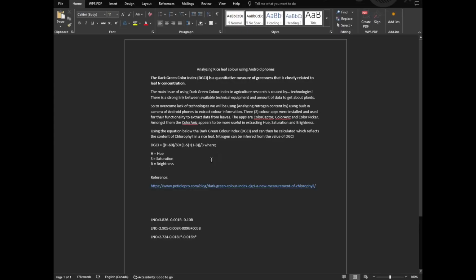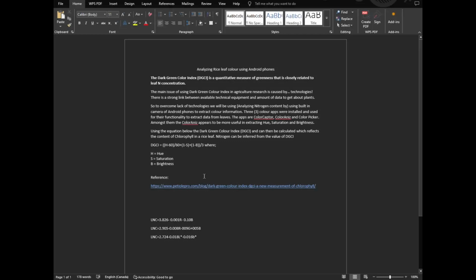So anyway, I don't think people can read this document, so I'll just read it. It's a brief paragraph. So the dark green color index, DGCI, is a quantitative measure of greenness that is closely related to leaf nitrogen concentration. So the more green, the more nitrogen it has, and that's all good. The less green, then it has less nitrogen concentration, and that's bad.